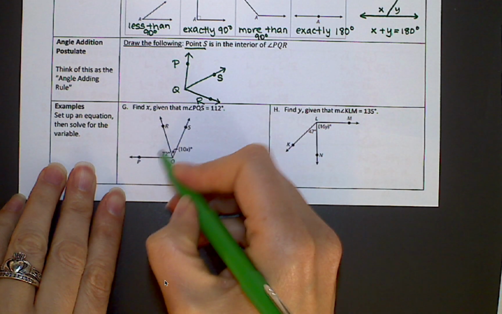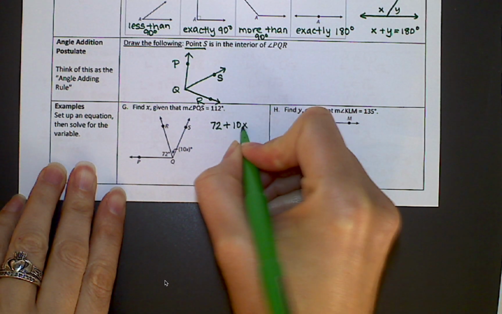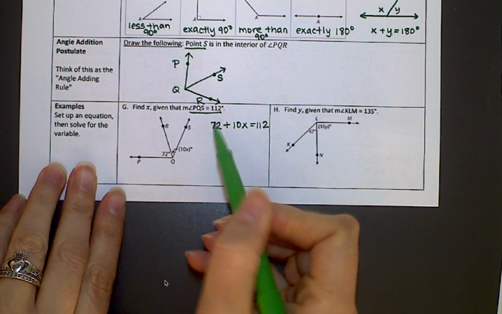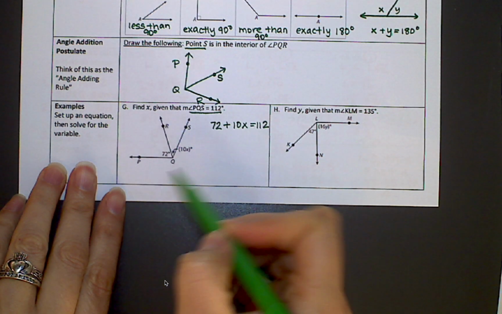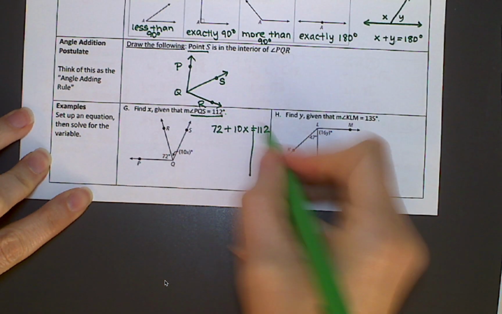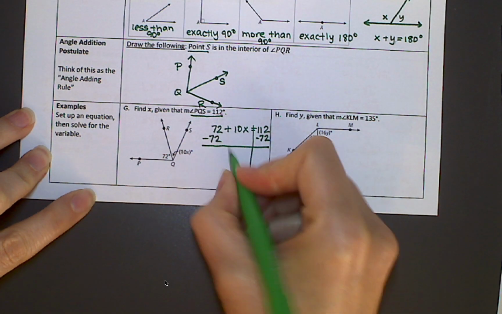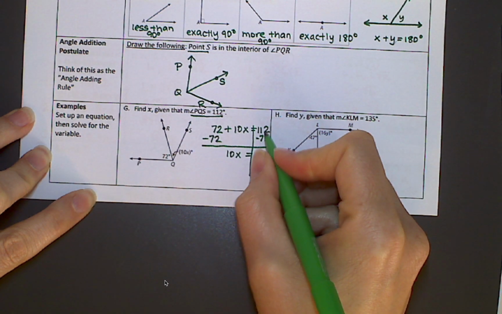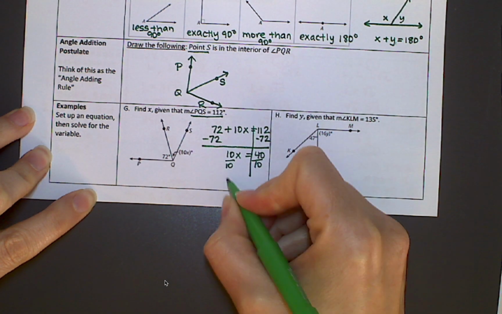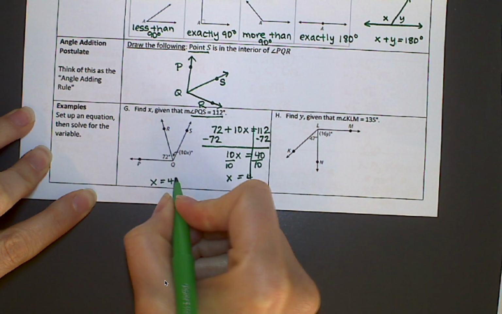So we have this interior angle of 72 plus the interior angle of 10x, and then that's going to equal our total. And they say that the total here is 112. Okay, so we're saying smaller angle plus smaller angle equals bigger angle. Okay, and so we can use the angle addition postulate to help us set up this equation and then solve it. So to solve it, we would minus 72 to both sides. And when we minus 72 to both sides, we get 40. And then we divide by 10, and we get x is equal to 4. Okay, so that's one way that we can use the angle addition postulate.